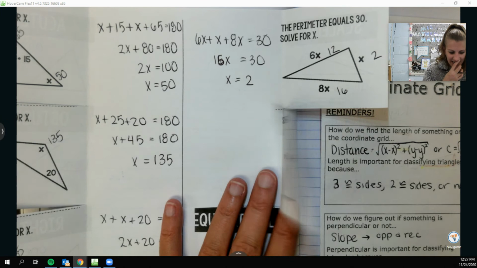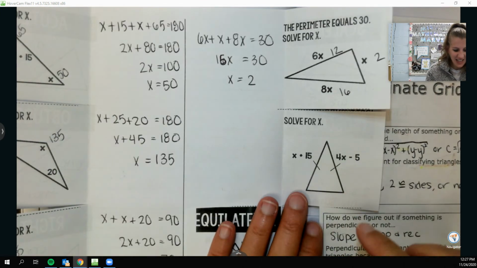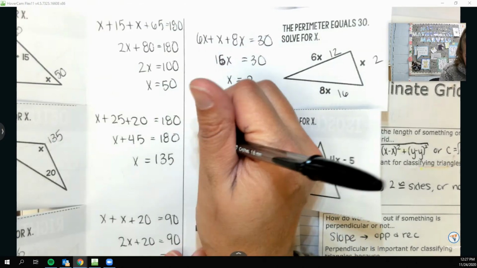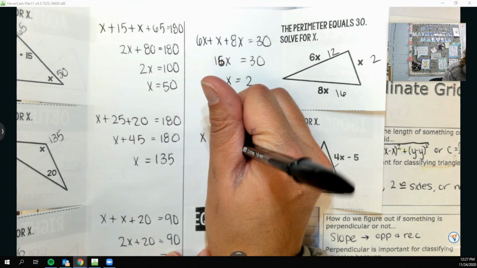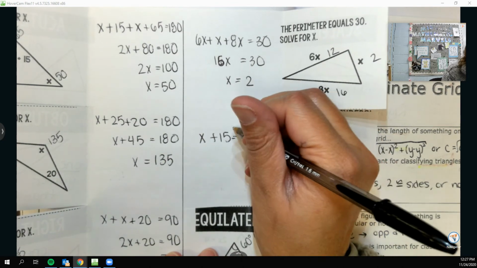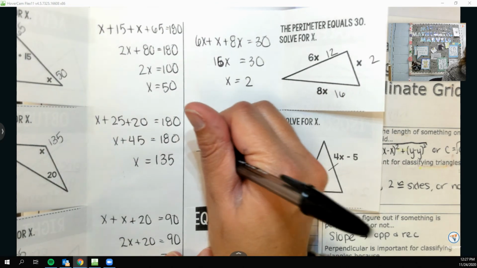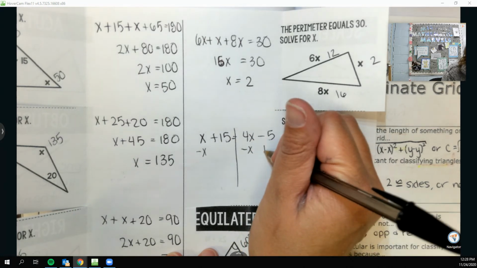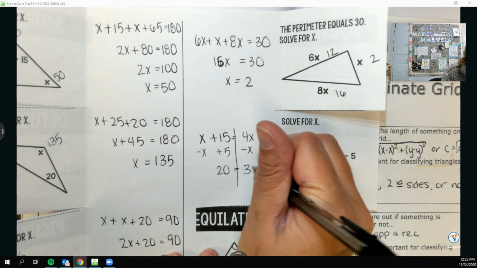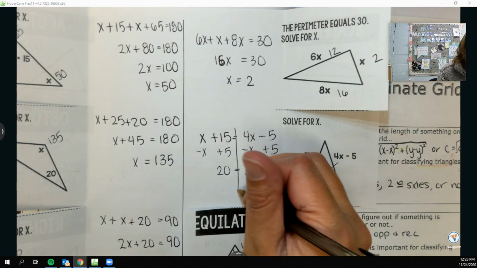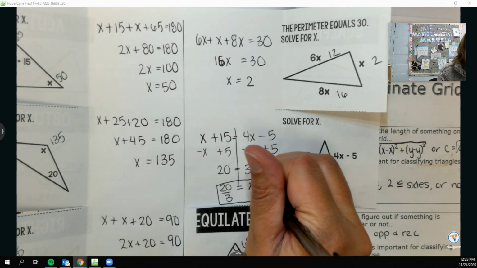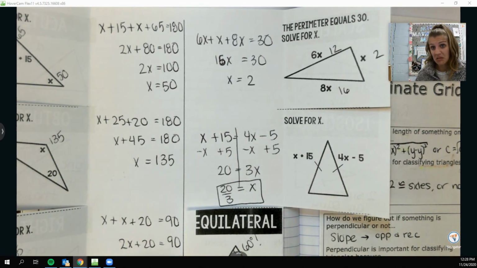All right, down here, if it's isosceles, then that means two sides are the same. Also two angles. But if these two sides are the same, I can just set them equal to each other to solve for x. So in this one, I'd have to get my x's on the same side. So I'd subtract the x. And since it's going to be over here, I'd add the 5. So 20 equals 3x. Ooh. Yuck. I'm just going to leave that as 20 over 3. And I'm not going to plug it back in.